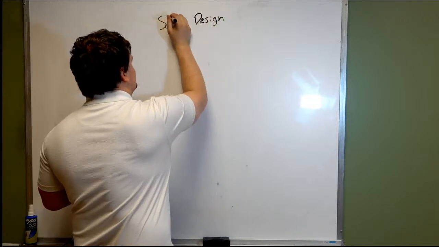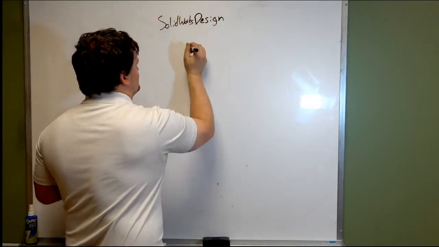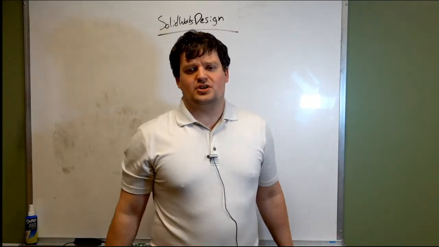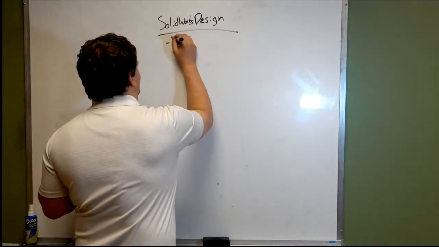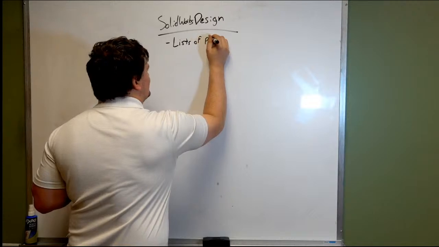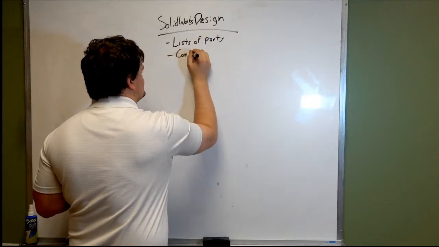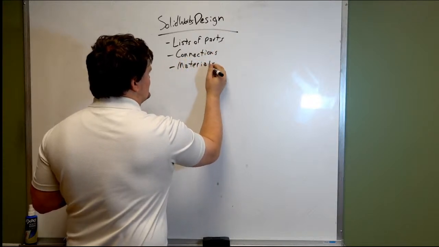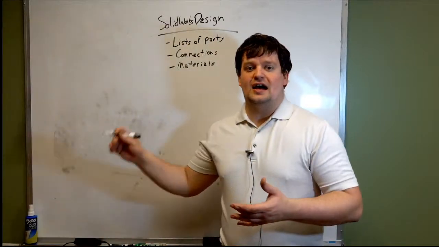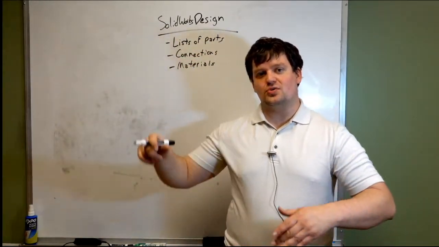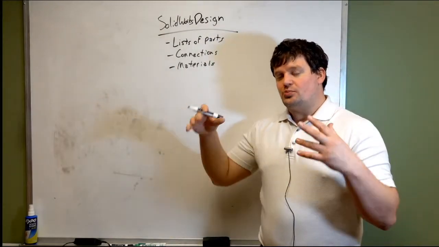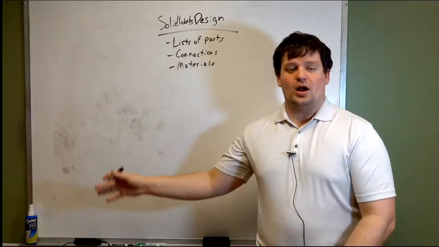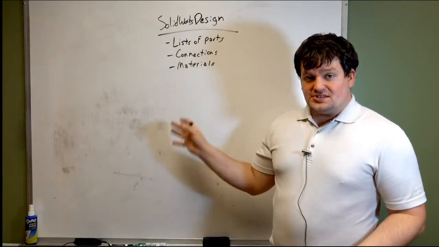And the SolidWorks design piece of this is not trivial. In the full design of a component, you're creating lists of parts, you're designing connections, you're applying materials, and this is the full design process of how do we pick which parts we should use, how do we design parts, how do we then prepare those parts for manufacturing, how do we choose what material these parts are going to be made out of, how are we going to do all of this. This is the design process.